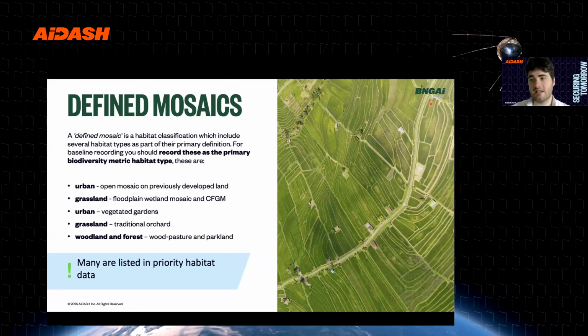Many of these are listed as priority habitat types. So, for example, the traditional orchard, wood pasture and parkland, and floodplain wetland mosaic are all priority habitats in terms of the UK biodiversity action plan. And so there are data layers that can be useful there in terms of working out where they might be if you're considering mapping them or not.